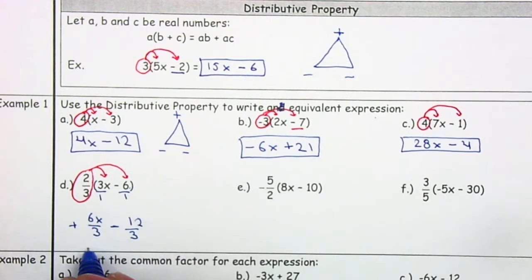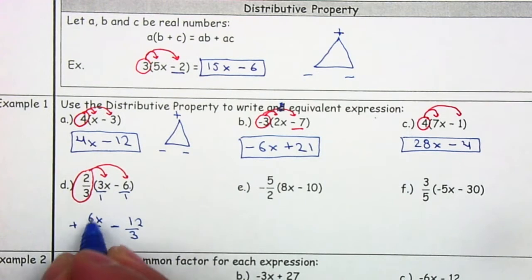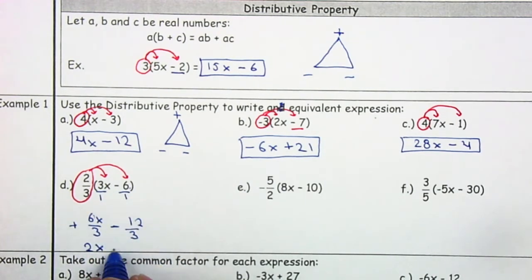We are going to simplify, so that will give us a 2x. 6 divided by 3 is 2. 12 divided by 3 is 4. And notice that the signs are kept the same.